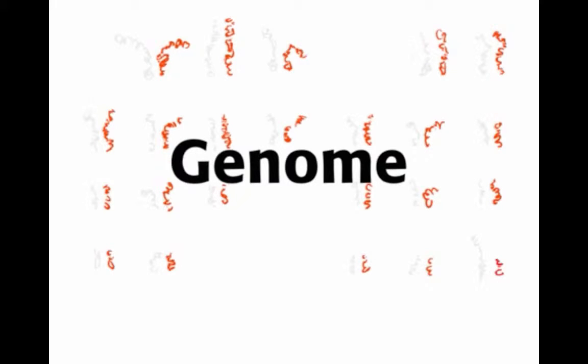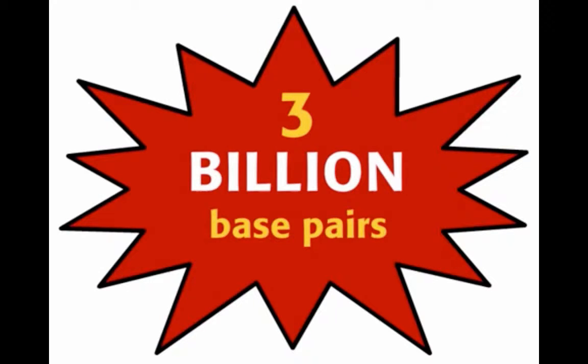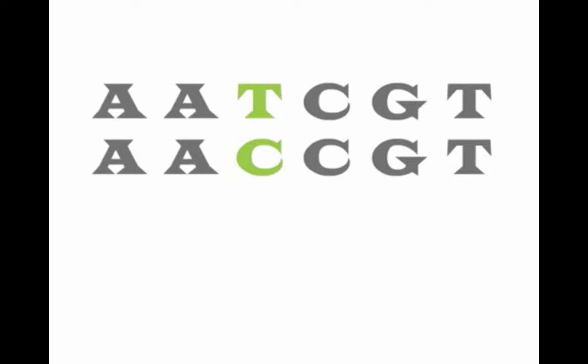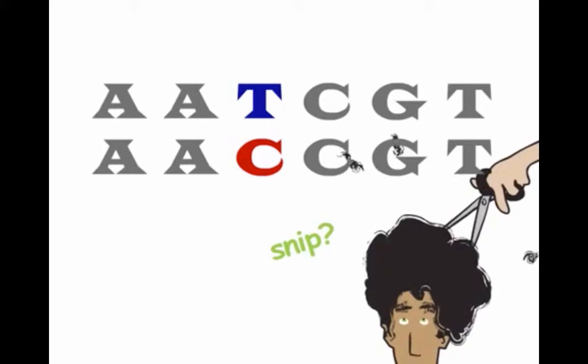An entire set of 23 chromosomes is called a genome. The human genome consists of 3 billion base pairs. Variation at a single base pair is called a SNP, or a single nucleotide polymorphism.